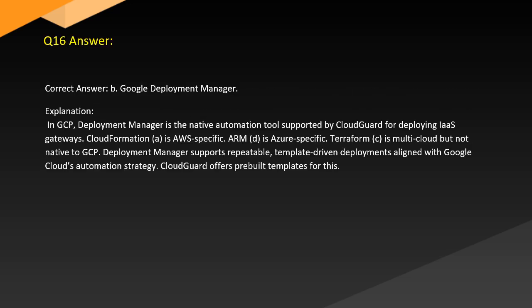Answer. Correct answer. B. Google Deployment Manager. Explanation. In GCP, Deployment Manager is the native automation tool supported by CloudGuard for deploying IaaS gateways. CloudFormation (A) is AWS-specific. ARM (D) is Azure-specific. Terraform (C) is multi-cloud but not native to GCP. Deployment Manager supports repeatable, template-driven deployments aligned with Google Cloud's automation strategy. CloudGuard offers pre-built templates for this.